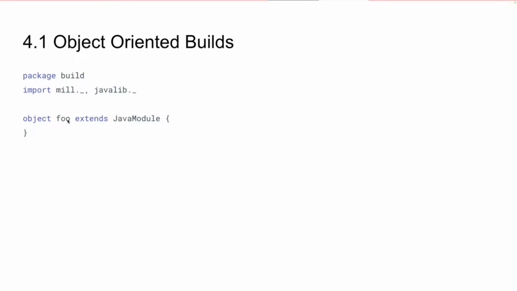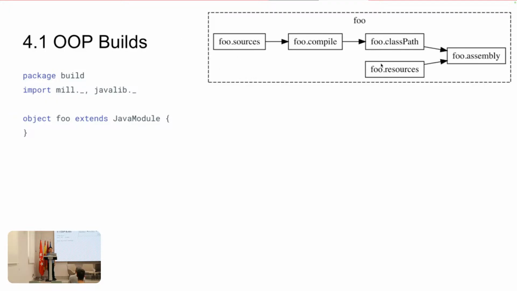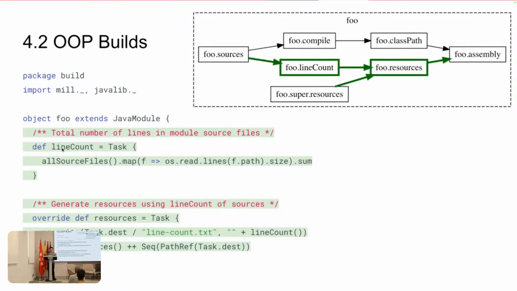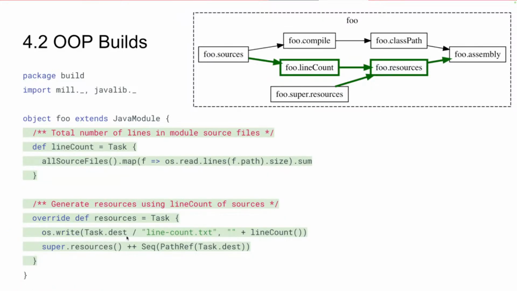So earlier when we said object foo extends JavaModule, this is literally a JVM object whose name is foo and extends a JavaModule class or trait. And like any other class or trait you extend, you get a bunch of methods. These methods call each other, like foo.sources gets called by foo.compile, called by foo.classPath, and so on. And like any other JVM method call graph, if you add a new lineCount method that calls all sources, and override resources, call super.resources, and call lineCount, I don't need to teach you how this affects the call graph because you already know how method calls, supers, and overrides work. It's not trivial, but you already know.